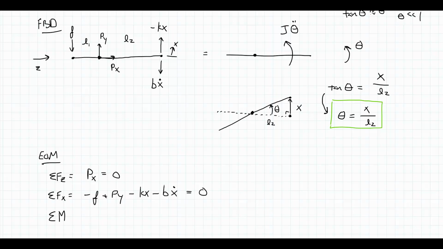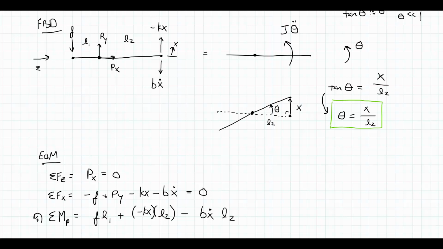Because we can also get a moment equation. I'm going to take the moment around P. On the left-hand side, counterclockwise positive, I am going to have F times L1. That's the moment that the input force has around that pivot point P. Px and Py will not appear in this equation at all. And then according to my picture, this arrow for Kx is up, so it should be a positive moment, but the force is negative Kx and the distance is L2. Then minus, because I have a downward arrow for the damper, B x dot times its moment arm length of L2.